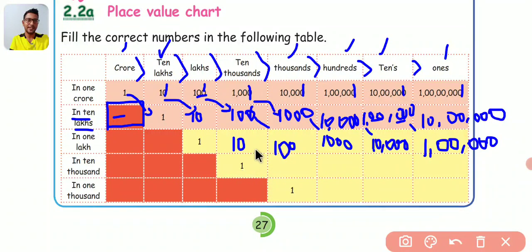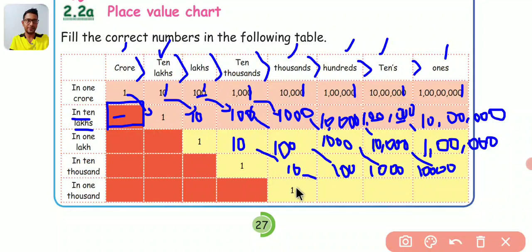Now 1 is there. So here this 10 will become here 100, here 1,000, here 10,000. Okay. I hope you understand. So this is 10, this is 100, this is 1,000, this is 10,000. That's all. So this 10 will come, 1 is come here, this 10 will come here, this 100 will come here. Sorry, this is 100. This 1,000, okay.